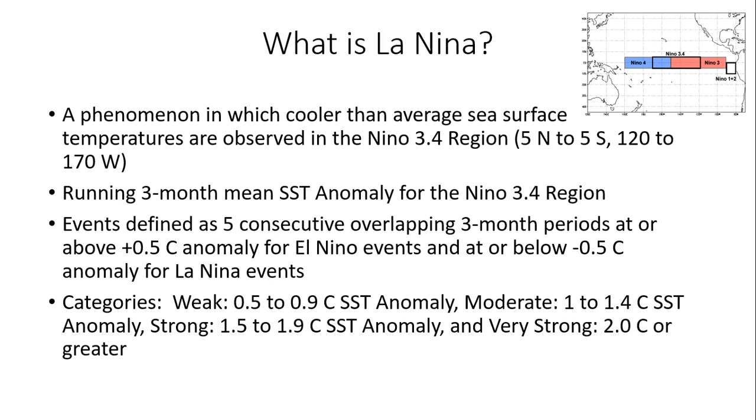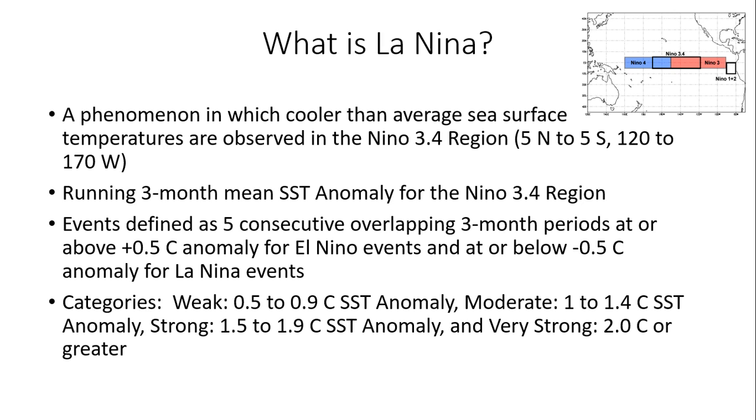So first I'm going to start this presentation by asking the question, what is La Nina? What is it specifically? It is a phenomenon in which cooler than average sea surface temperatures are observed in the Nino 3.4 region, and that Nino 3.4 region in the equatorial eastern Pacific extends from 5 degrees north to 5 degrees south latitude and 120 degrees to 170 degrees west longitude.